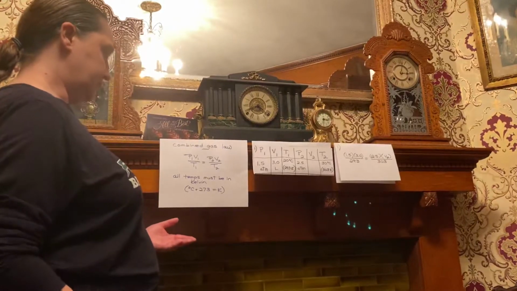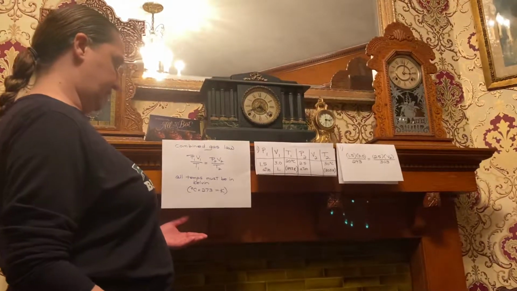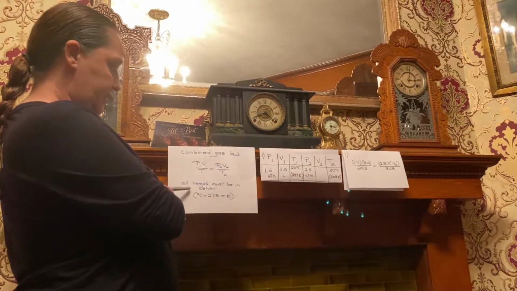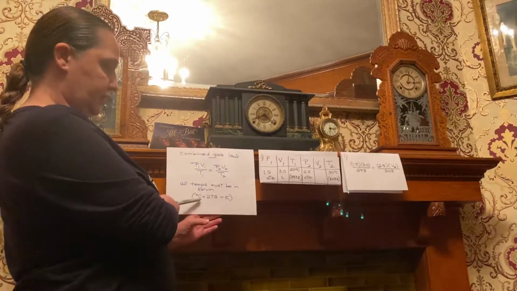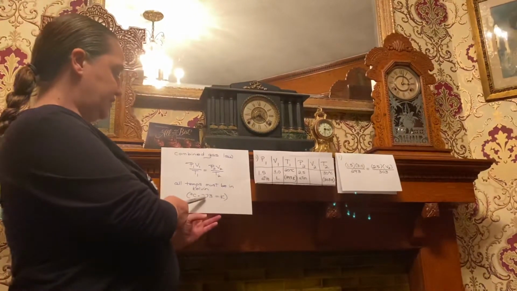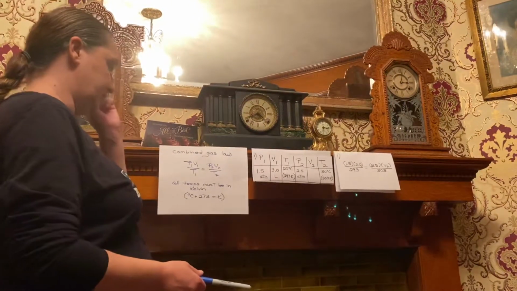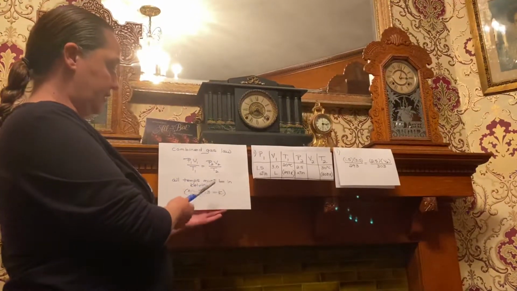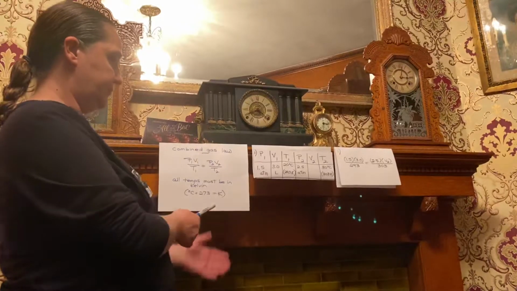Not a bad equation. You've got to be pretty good at cross multiplying. We'll go over that in a minute. All temperatures have to be in Kelvin. So if you have a Celsius temperature, what do you have to add, Stephanie? 273. You have to add 273 to get a temperature in Kelvin, so that there aren't any zero or negative temperatures in the equation.